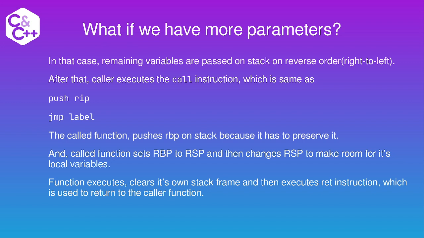And the called function sets RBP to RSP and then changes RSP to make room for its local variables. And how this works is, I'm going to show you how a stack frame looks in the next picture, and that will tell us about it. You will see that the place between RBP and RSP is where we put our local variables. And to make that, we have to do it like this.